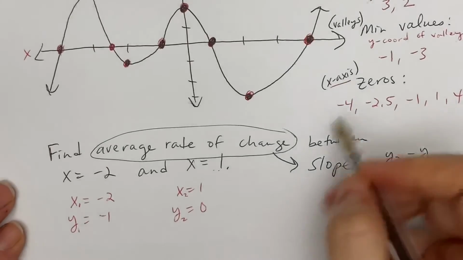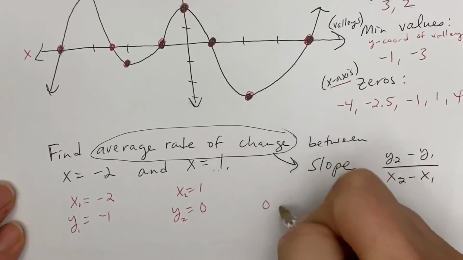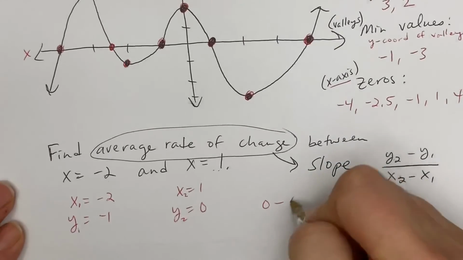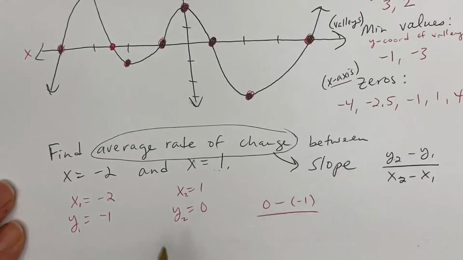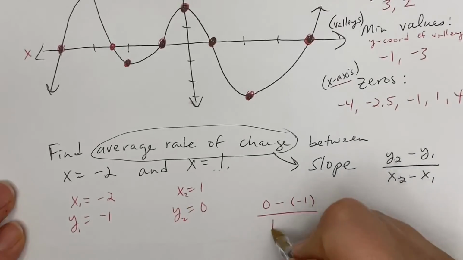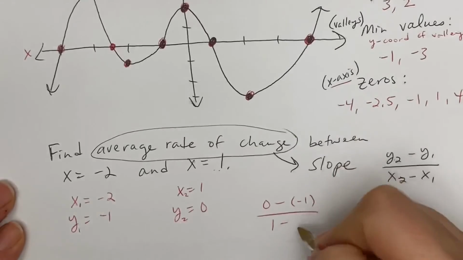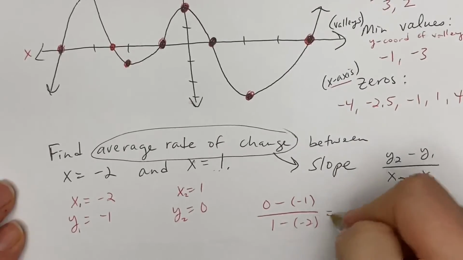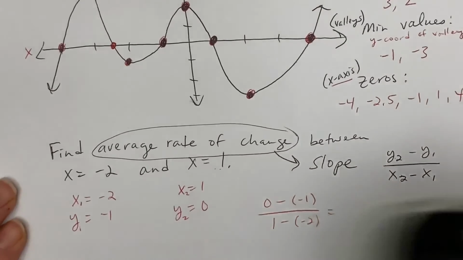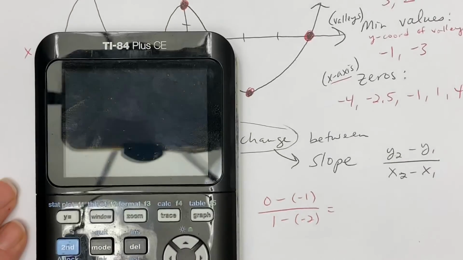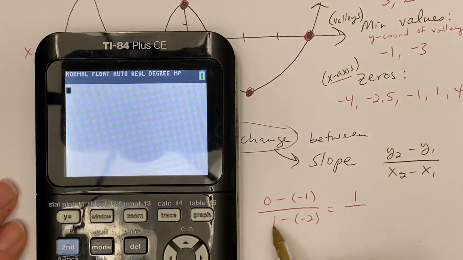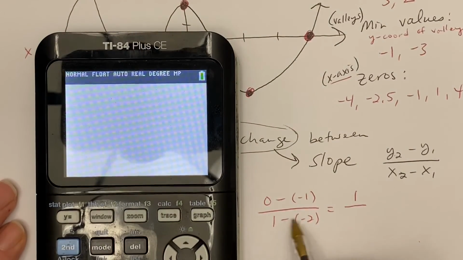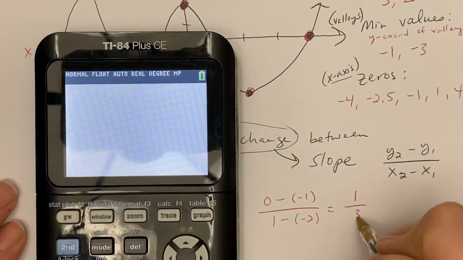And then you just substitute it into the formula. So y2 minus y1 would be 0 minus -1. In my denominator, I just do x2 minus x1, so x2 is the 1, x1 is the -2, and I just evaluate this. Now, there's several ways you can evaluate it. You can just do it in your head because it's not that hard. 0 minus -1 is 1. This is 1. Since it's minus -2, it becomes a plus, so you get 1/3.